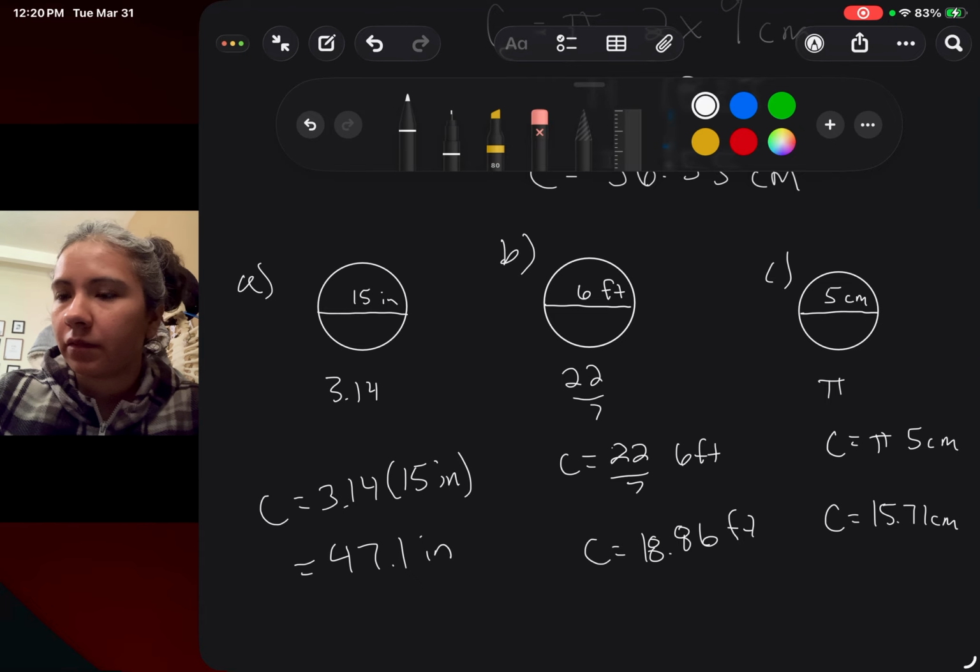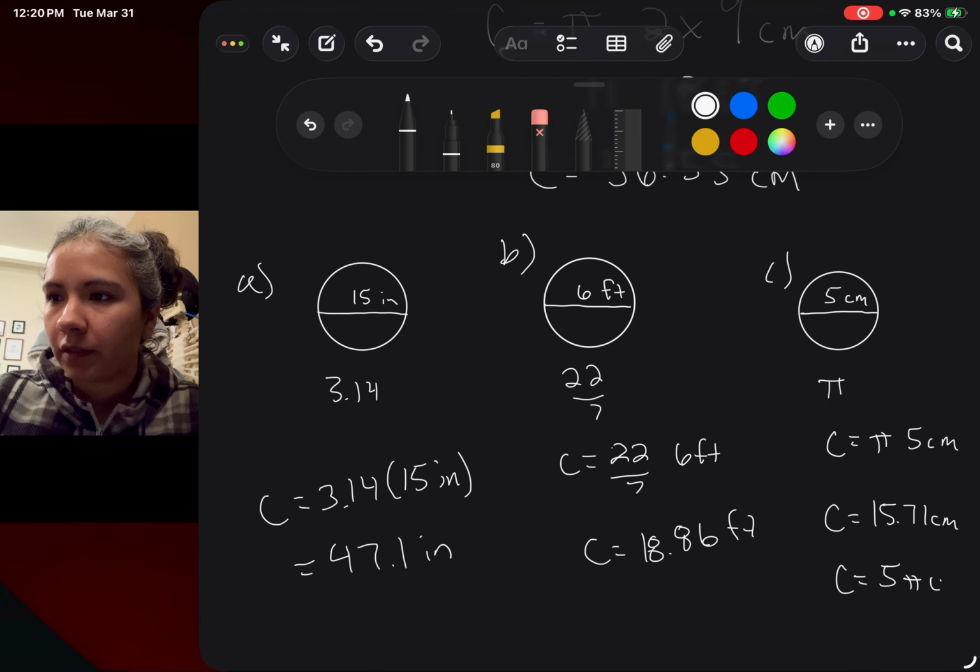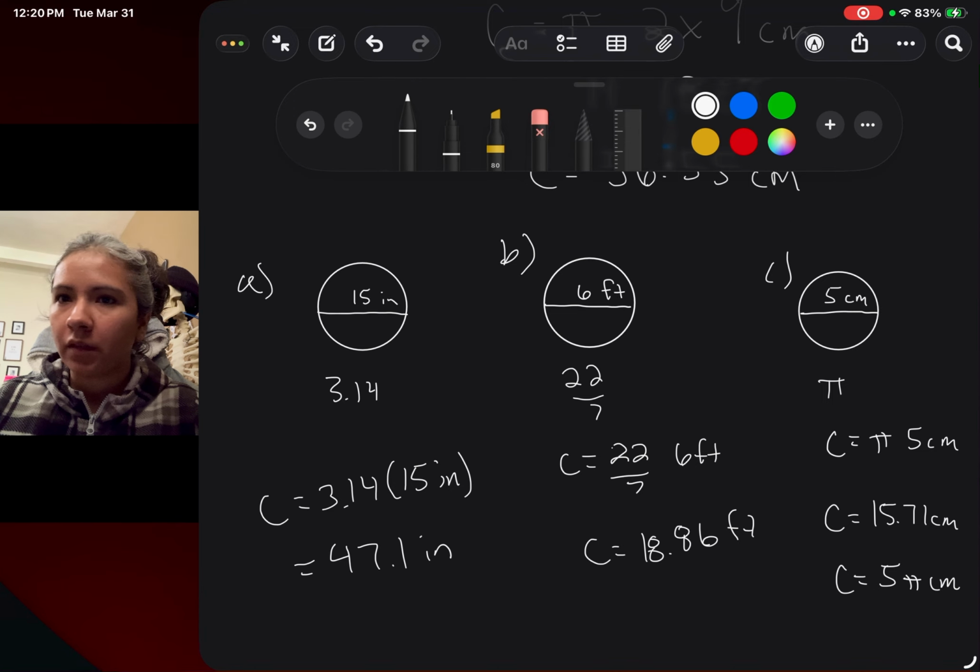On this one, we could have also just left the answer as 5 pi centimeters.